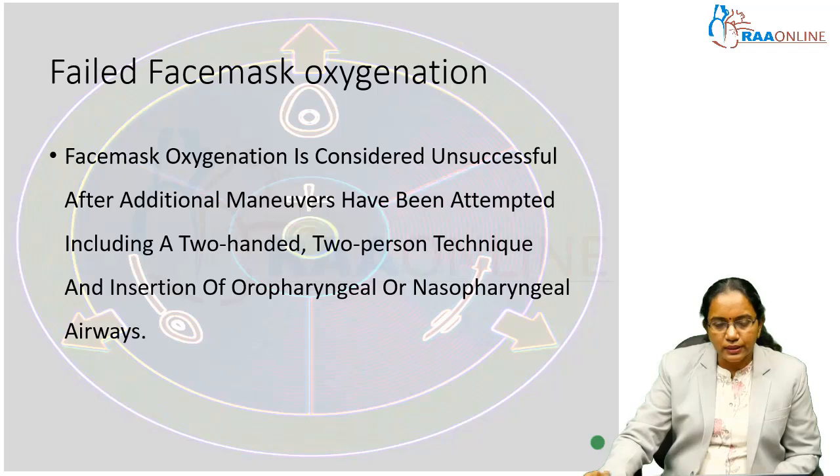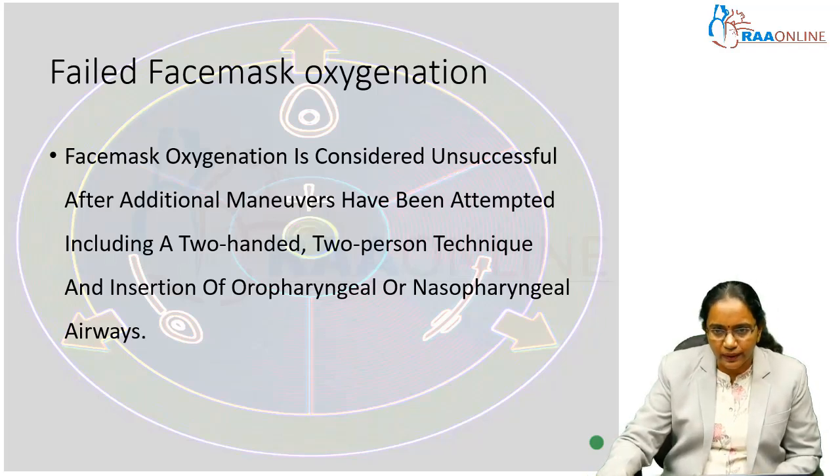Now there are three components of failed airway. It can either be a failed face mask oxygenation, which is defined as a face mask oxygenation which is considered unsuccessful after additional maneuvers have been attempted, which include a two-handed maneuver or a 2% technique or insertion of adjuncts such as oropharyngeal or nasopharyngeal airways.